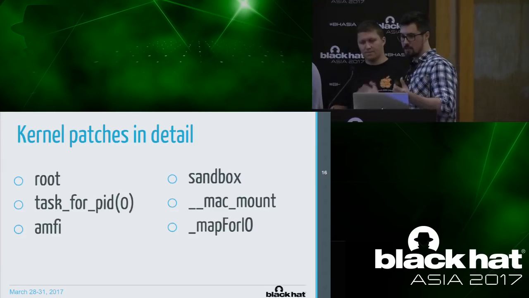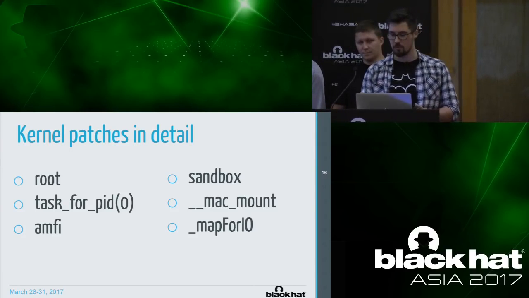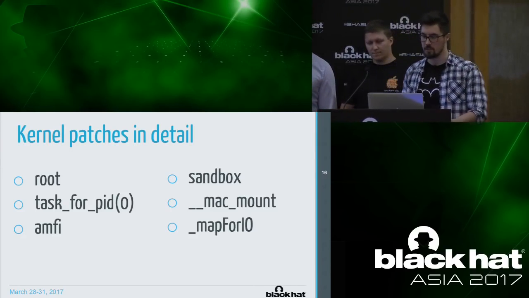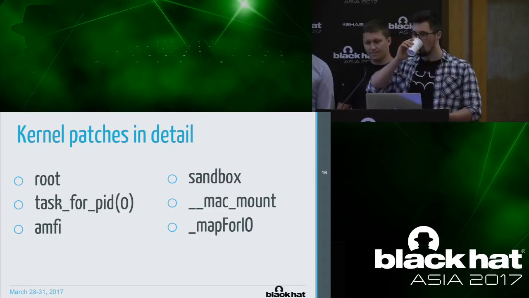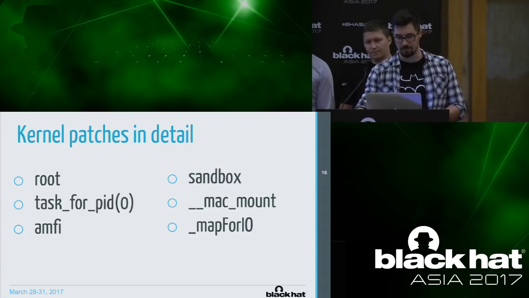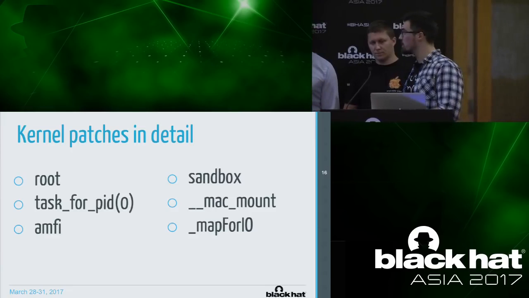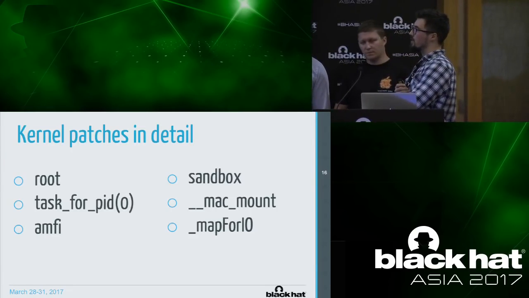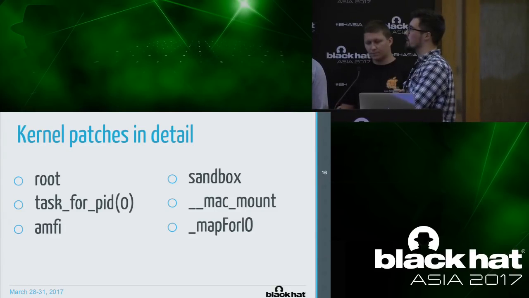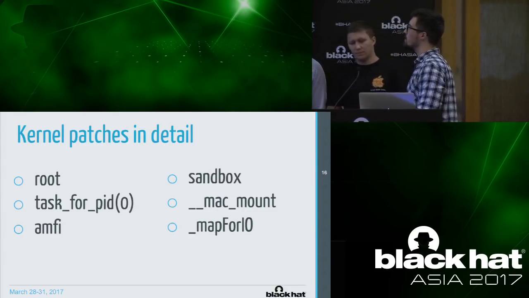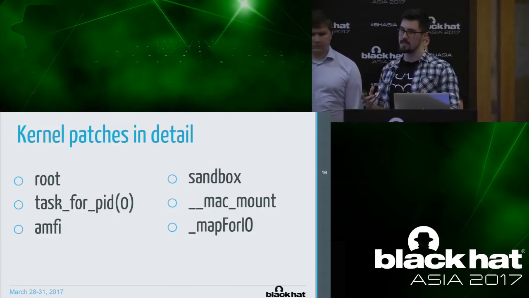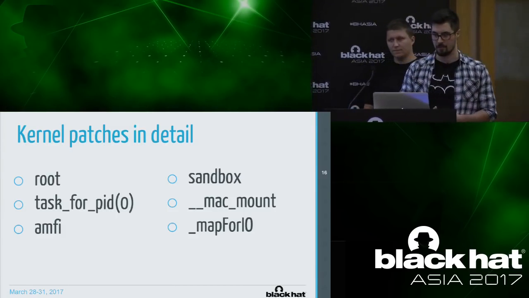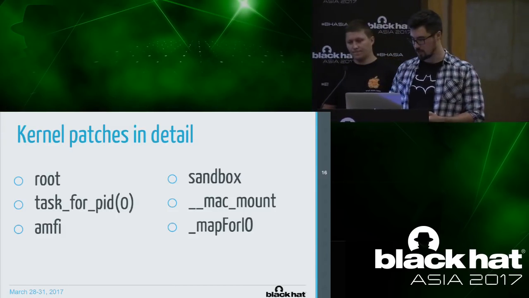So let's assume we have a patchfinder. What should we patch in the kernel to get a jailbreak? We need to make a patch to easily become root. We need a patch to easily export the kernel task port, which is the task for PID 0. We need to disable code sign enforcement, sandbox, and finally remount the system partition as read-write. I will focus on each of these patches in a little more detail.